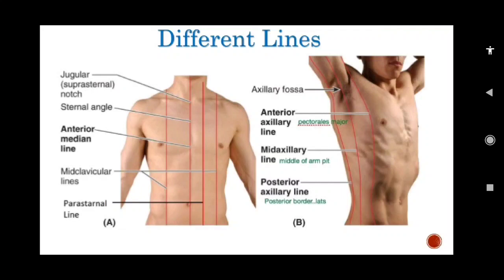From that point the line which is extending is called the sternal angle, and then beside the sternum is the parasternal line. Okay, so the middle one is the sternal angle, and between the sternal angle and the mid clavicular is the parasternal line. So these are the lines which you have to know regarding the cardiovascular system: the mid clavicular, parasternal, and then sternal angle. And in the right picture you see anterior axillary, mid axillary, and then posterior axillary.